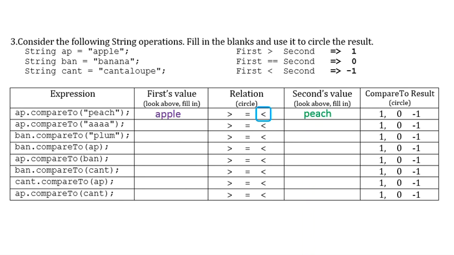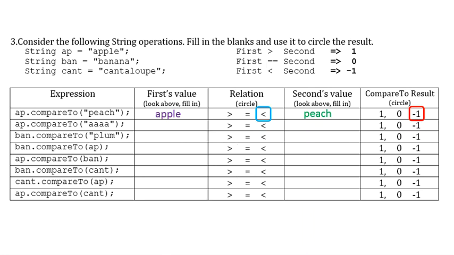Because apple is less than peach, what compareTo is going to return is -1. So if the first one is less than the second one, we return -1. If the first one is equal to the second one, we return 0. If the first one is greater than the second one, we return 1. That's what you're working on in this sheet: to see whether compareTo is going to return a 0, a -1, or a 1. First fill in the first value, then fill in the second value, then figure out the relation, then figure out the compareTo.